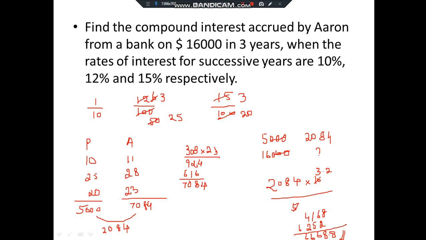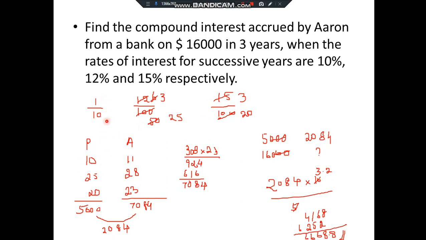So try it by yourself using both the fraction method as well as the successive percentage method. Since it is 3 years, again I have used the fraction method. Okay, so 10% is 1 by 10, 12% is 12 by 100 and 15% is 15 by 100. On cancellation you get 3 by 25 and 3 by 20. Okay, so now principal and amount you need. So principal you know and amount you must calculate and keep.